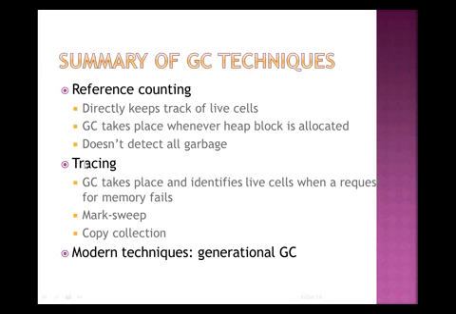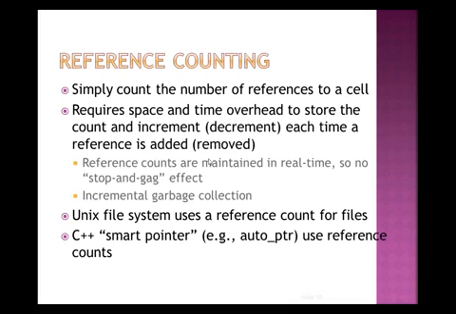The next technique is tracing, where GC takes place and identifies live cells when a request for memory fails. The techniques used for tracing are mark sweep and copy collection. The modern technique used is generational GC. So these are the various techniques of GC that are available: reference counting, tracing, mark sweep, copy collection, and generational GC.